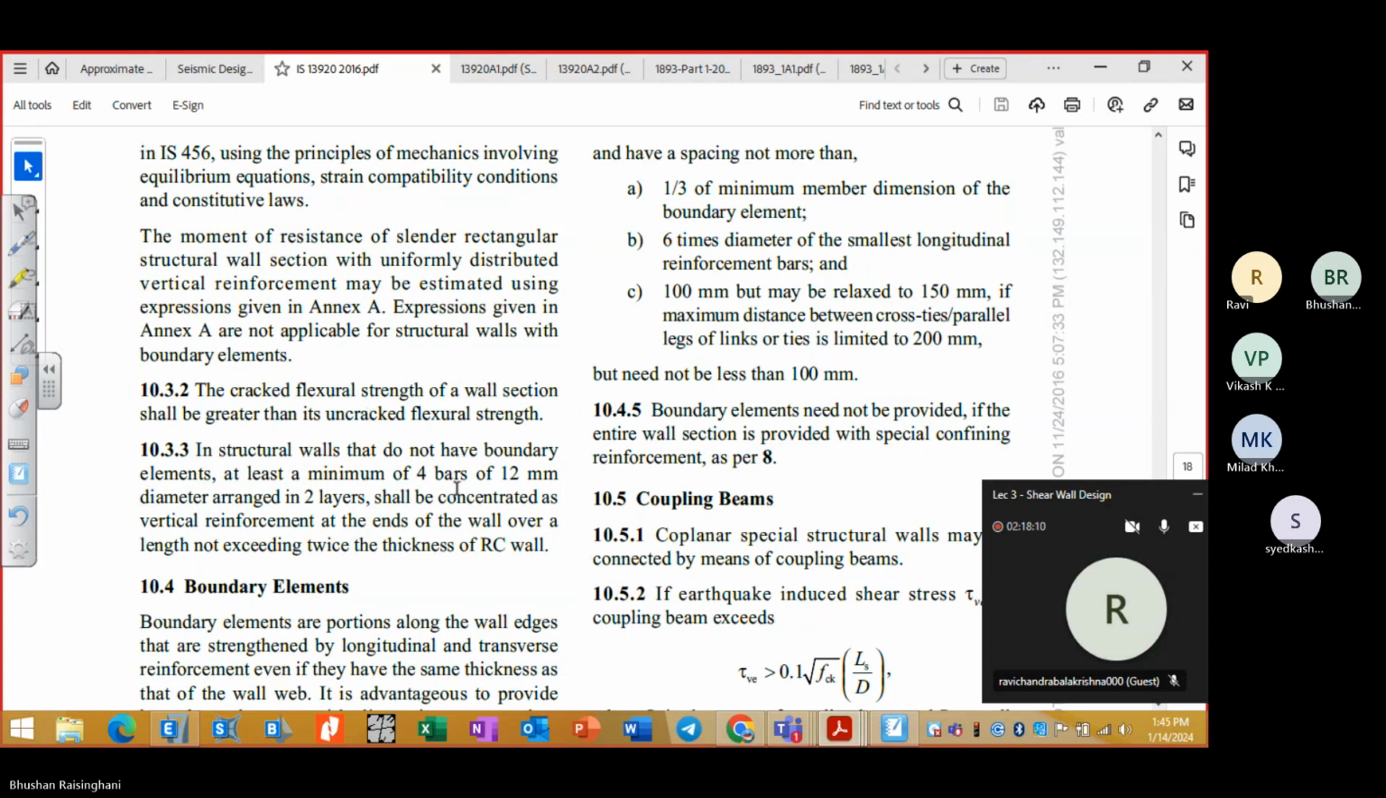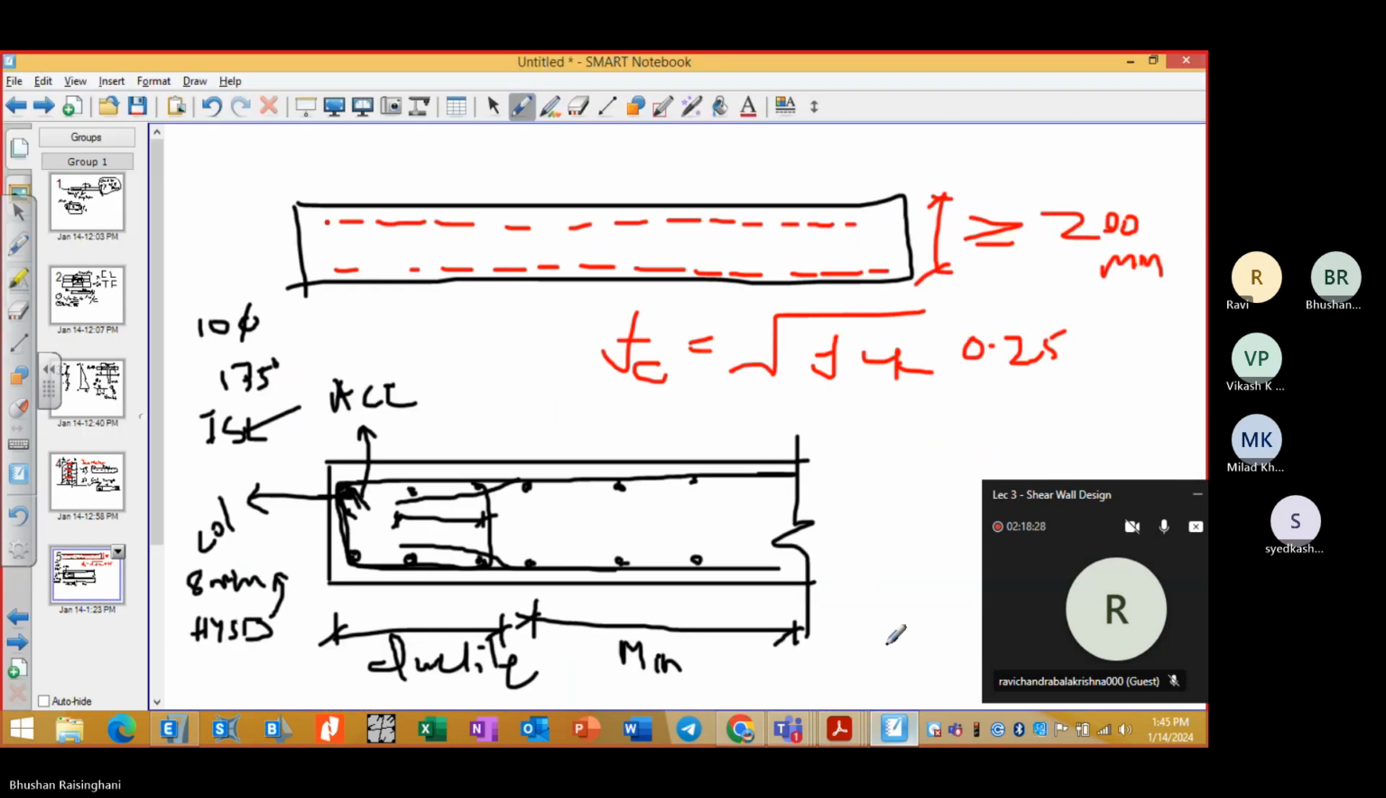Okay. So in the structural walls that do not have boundary elements, at least a minimum of 4 bars of 12 diameter arranged in 2 layers shall be concentrated as vertical reinforcement at the ends of the wall over a length not exceeding twice the thickness of the RC wall.